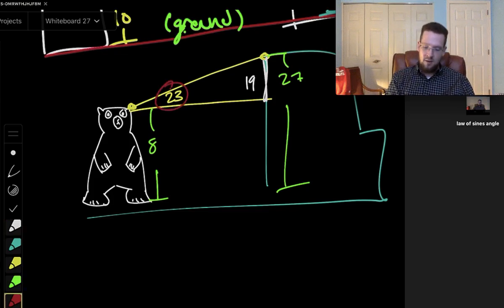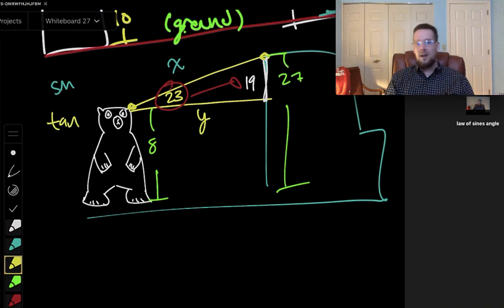But what we need to do, we can use this now. We can use our angle of elevation and our opposite side. We could use sine to find the hypotenuse, or we could use tangent to find the distance between them. But either way, that's the idea.